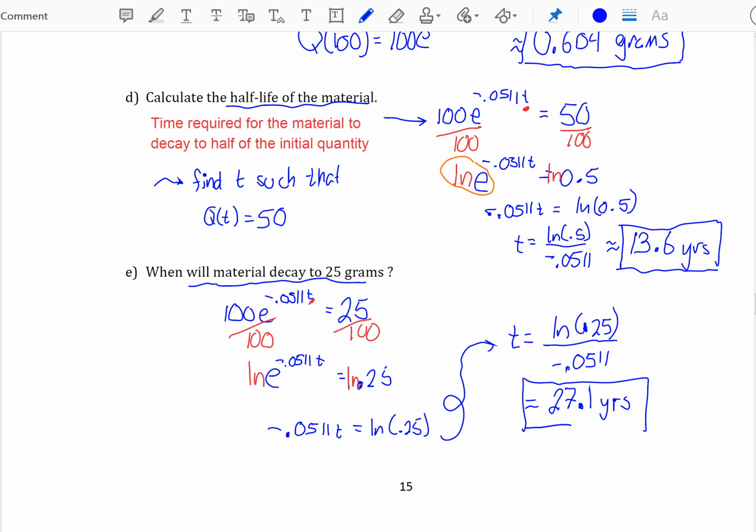Now, this value should not be surprising to you based on our answer in part D. If it took 13.6 years to decay from 100 grams to 50 grams, then in another 13.6 years, it'll decay from 50 grams to 25 grams. So notice that if you double 13.6, you do get almost 27.1. We are off a little bit due to rounding error.